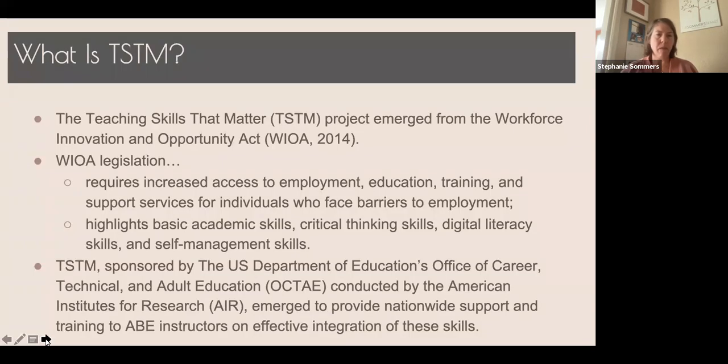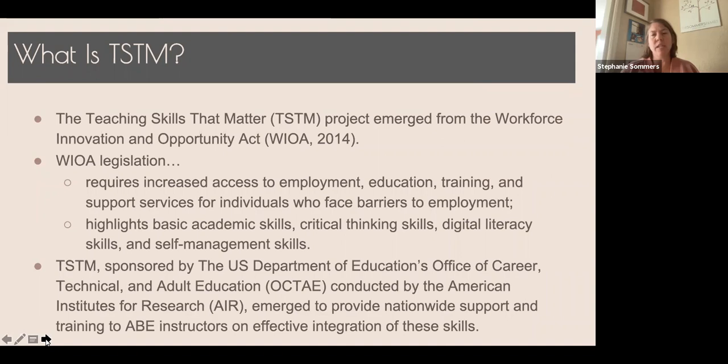Okay. And then the other big initiative that I will talk about for a minute is TSTM. And I am sorry if you're new. I know there are 100 different acronyms. There's all kinds of alphabet soup when you start in ABE. TSTM stands for Teaching Skills That Matter.